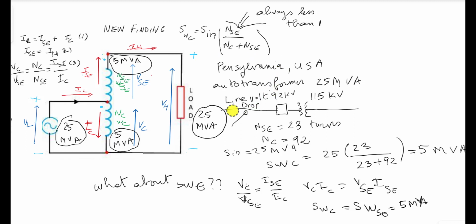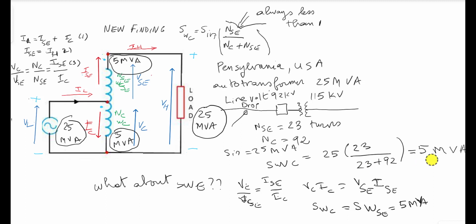Pennsylvania, USA, they had an issue with line drop and the voltage was coming in at 92 kV and they needed 115 kV. So they bought an autotransformer, 25 MVA, 23 turns NSE, NC 92. So the input was rated 25 MVA. What is the MVA via the common winding? You use the formula we have here: 25 times 23 over 23 plus 92, we get 5 MVA.